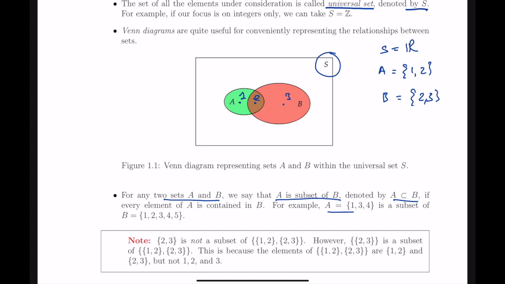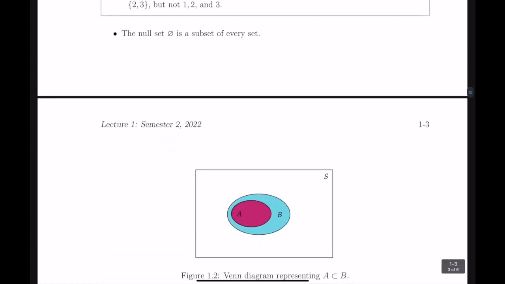For instance, you take set A, which consists of the numbers 1, 3, and 4, and also consider set B, which consists of the numbers 1 to 5. Clearly, all the elements of A are also present in B. So A is a subset of B, and we denote such a relationship in a Venn diagram as follows, where you see that A is sitting inside B because A is a subset of B. Also note that a null set is a subset of every set.